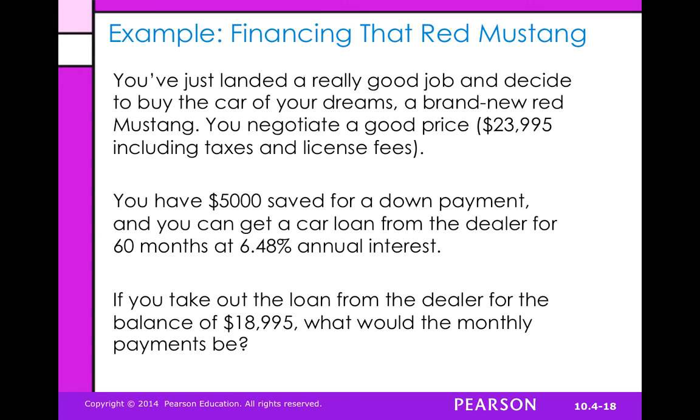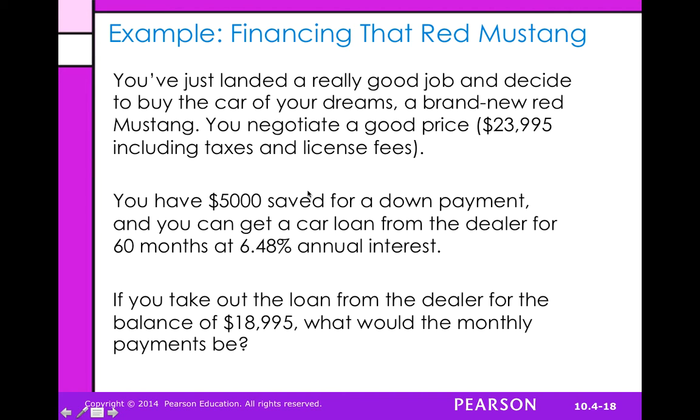Here's a first example of an installment loan. You've landed a really good job, and you decide to buy the car you've always wanted, a brand new red Mustang. So you negotiate a price of about $24,000, including taxes and license fees and all of that sort of thing. You've saved $5,000 for a down payment. So what that means is you're just going to write a check for $5,000 when you purchase it. So $5,000, you'll notice, is not $24,000. So you're not paying full price for the car. You're ponying up just some of the money up front.